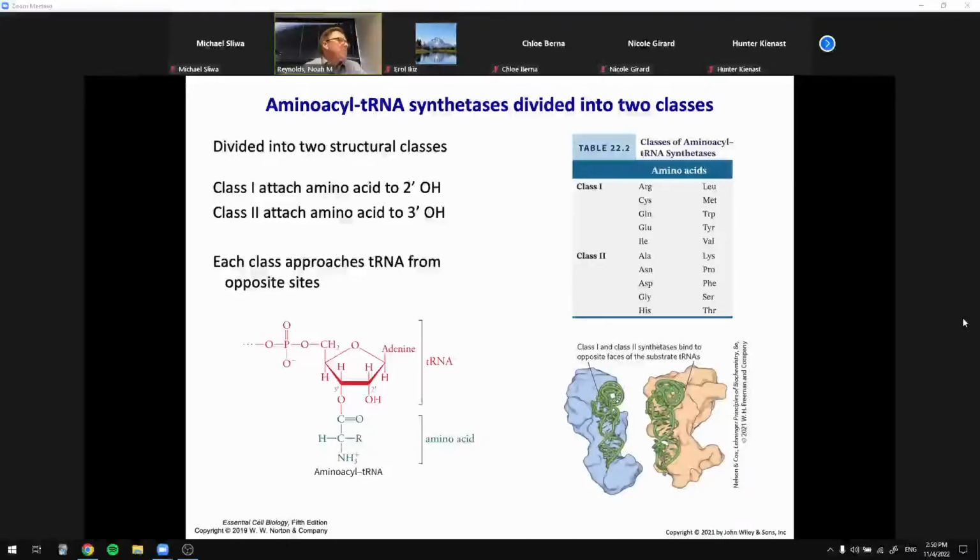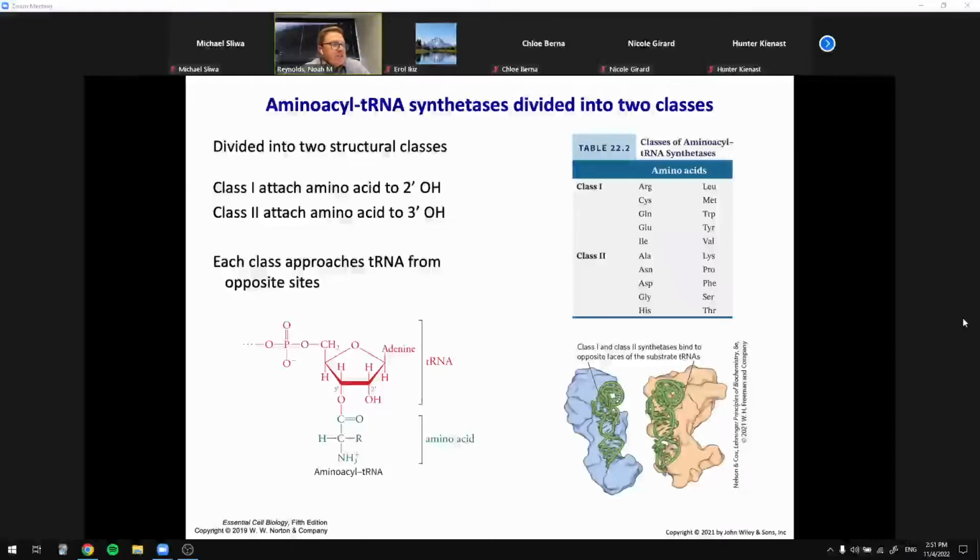Okay, so we talked about the different classes of synthetases and how class 1 attaches to the 2' OH and class 2 attaches to the 3' OH. And it actually doesn't matter that this happens this way and that they're different, because we get transesterification. So this amino acid can actually freely move between these 2' and 3' positions. And so in the cell, we actually see that. You can look at any particular amino acid, and you could find a population of tRNAs with it at the 2' and a population with it at the 3'.